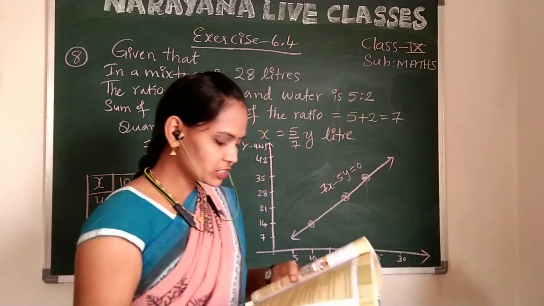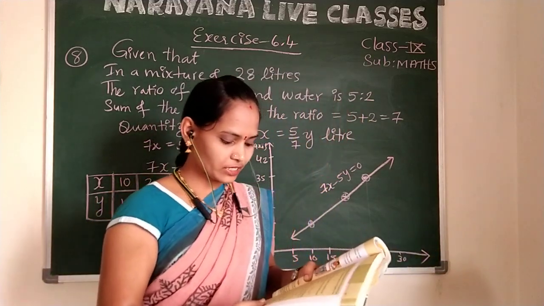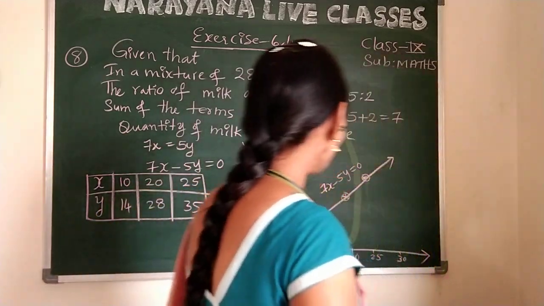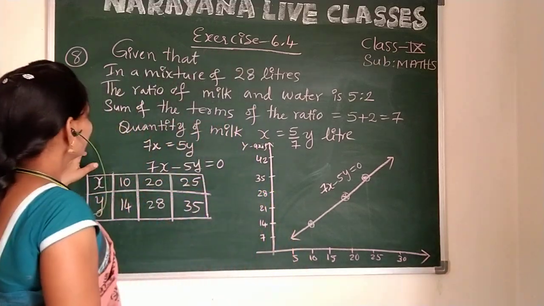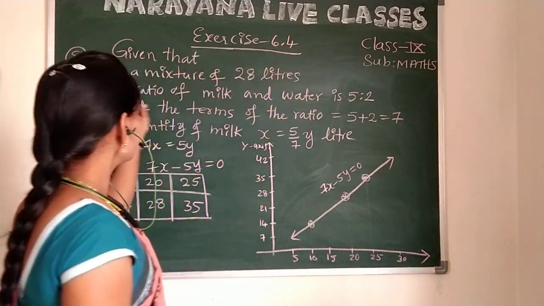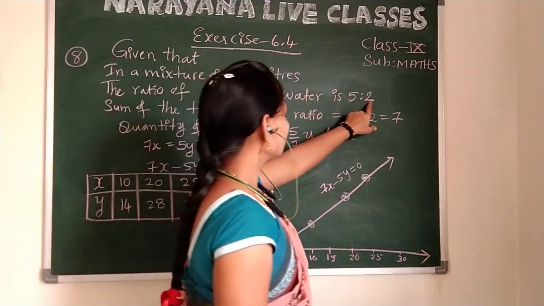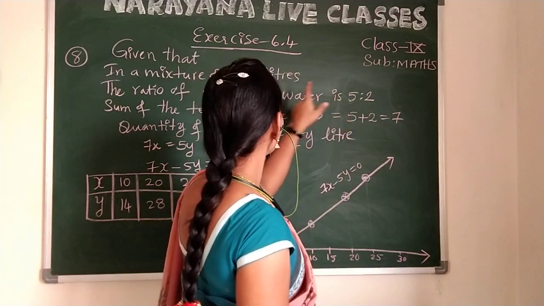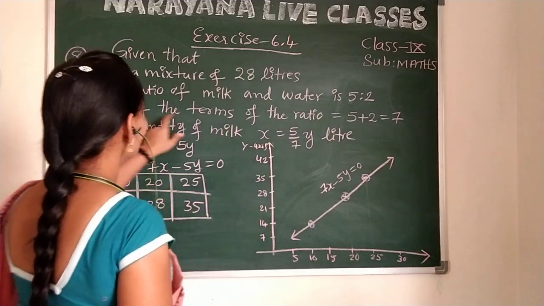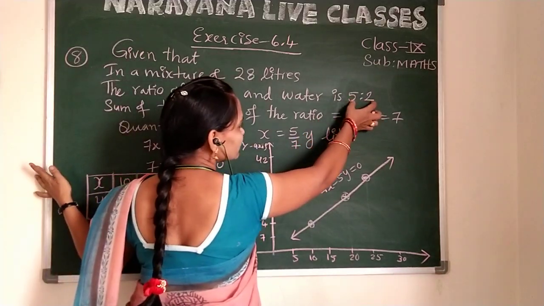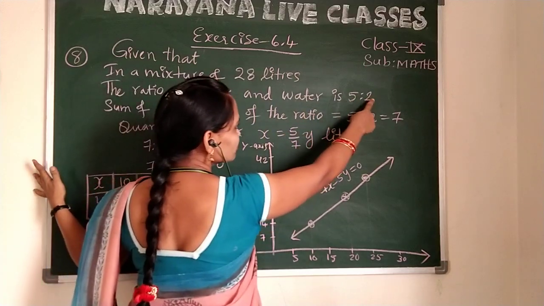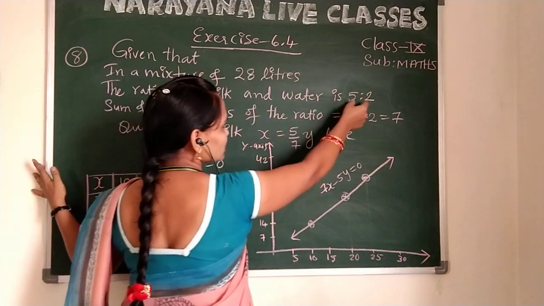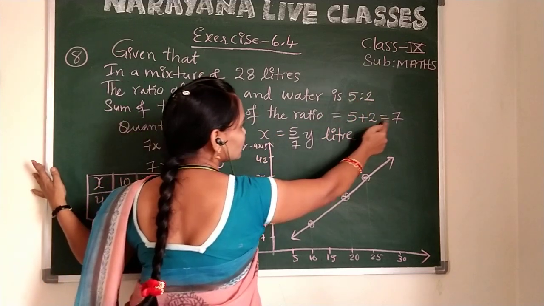Here the ratio between mixture and milk is given as 7:5. Now see the given information. In a mixture of 28 liters, the ratio of milk and water is 5:2. In the given mixture, the milk ratio is 5 and the water ratio is 2. In the ratio we have two terms, a first term and a second term, and we need to take the sum of the terms. Sum means addition, so 5 plus 2 is 7.